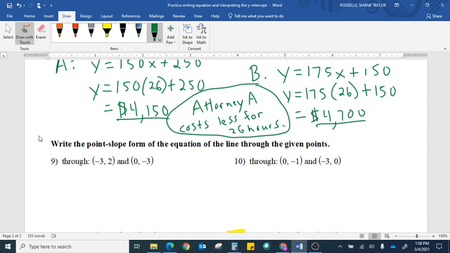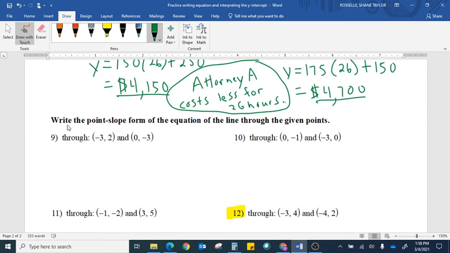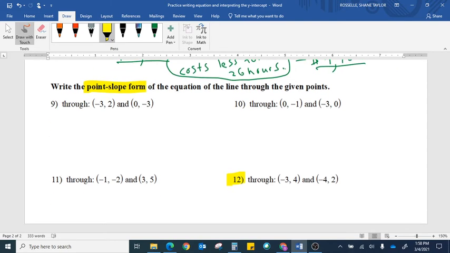All right, so the next part here, it says write the point slope form of the equation of the line through those points. I'm making this after we've actually taken the unit test. But if you haven't taken the unit test, or there are some assignments in there that you have to do, this is strictly figuring out how to take 2 points and put it into point slope form. So if we have 2 points, then we can set them up in a table of values.